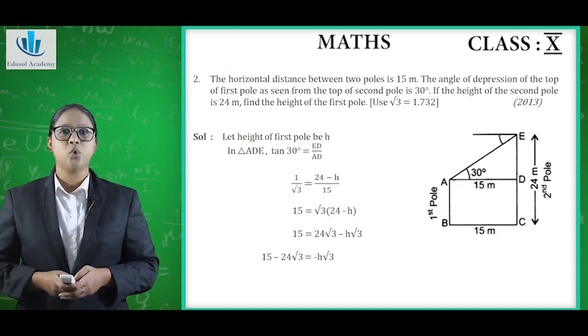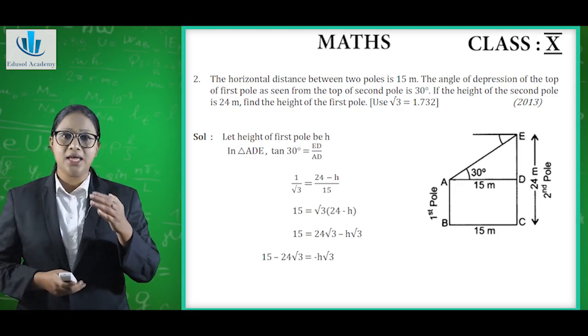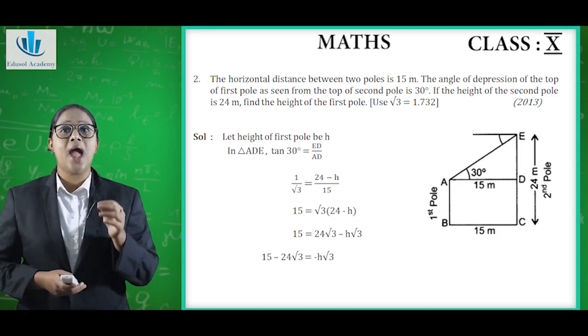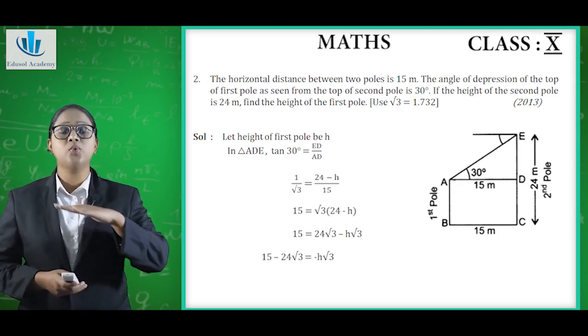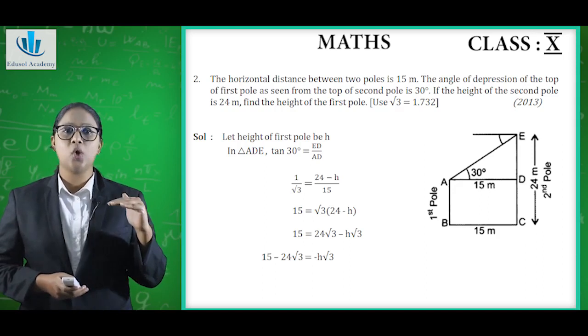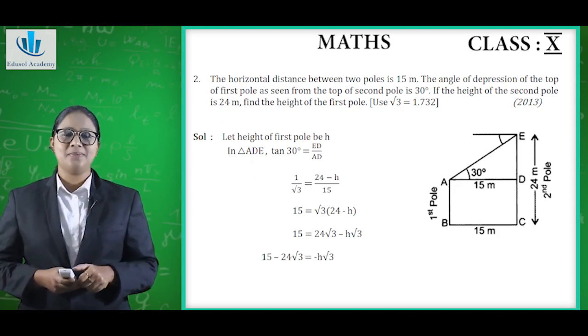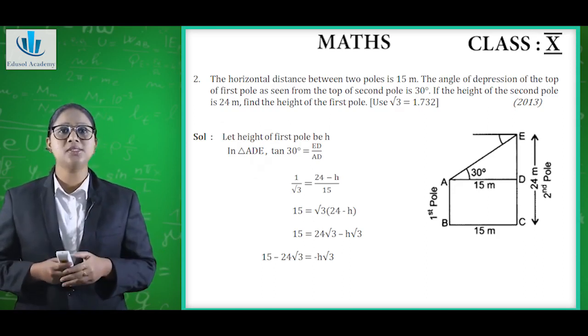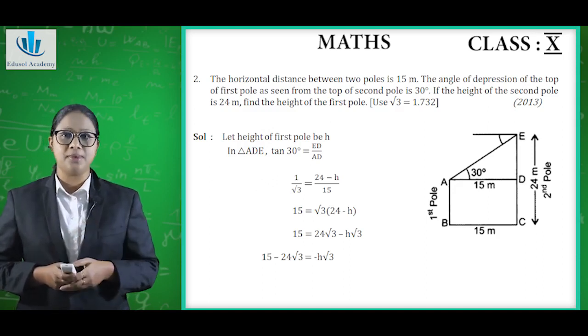AB will be the first pole. Let EC be the second pole. And the angle of depression from E to A is given as 30 degree. So that will be equal to the alternate interior angle. So angle A inside will be 30 degree with respect to the horizontal line. So let's join the horizontal line AD. So angle EAD is now 30 degree. And the distance between the poles was given to be 15 meter, the horizontal distance. So BC or AD will be 15 meter each.